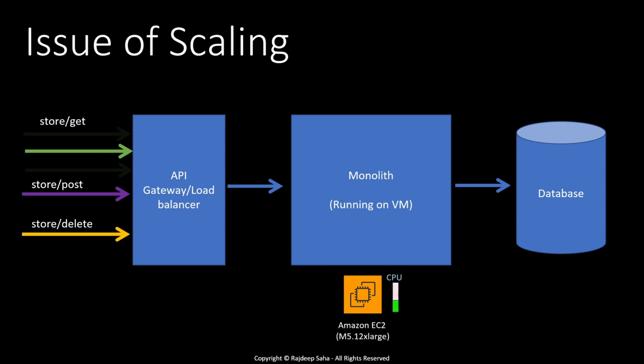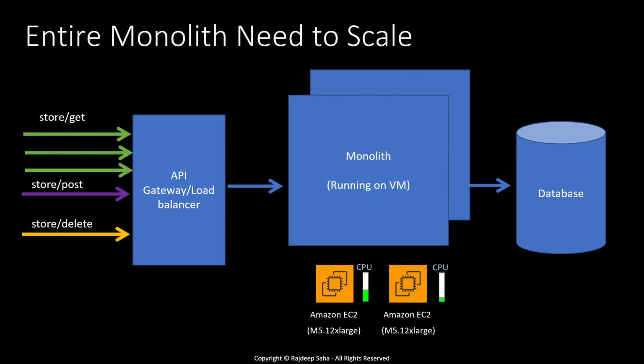So let's say the traffic for store/get increases. The CPU, as you can see, increased to a threshold limit. If you have an auto-scaling group set for this virtual machine and the threshold for that auto-scaling configuration is exceeded, which it is in this case, instead of scaling just the CPU needed for the store/get component, you have to scale the entire monolith, right? Because you cannot really pick apart different components to run on different EC2s with the monolith approach.